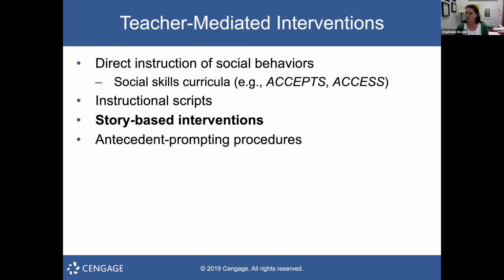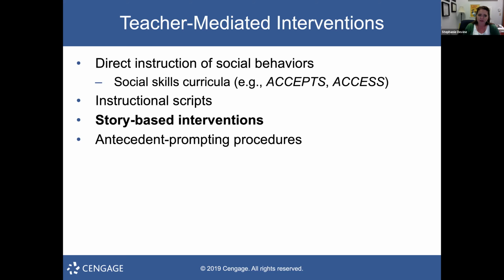The first one would be direct instruction, the little DI, right? Could be a big DI too, because we do have some curricula that are scripted. Here's a couple of examples. Accepts or access are some social skills curricula. But in general, that direct instruction would involve some type of discussion, modeling, and role playing of the specific social skills. And this is generally in a teacher-led small group format. If you go to table 7.5, you'll see a breakdown of how to teach social skills using a direct instruction format.